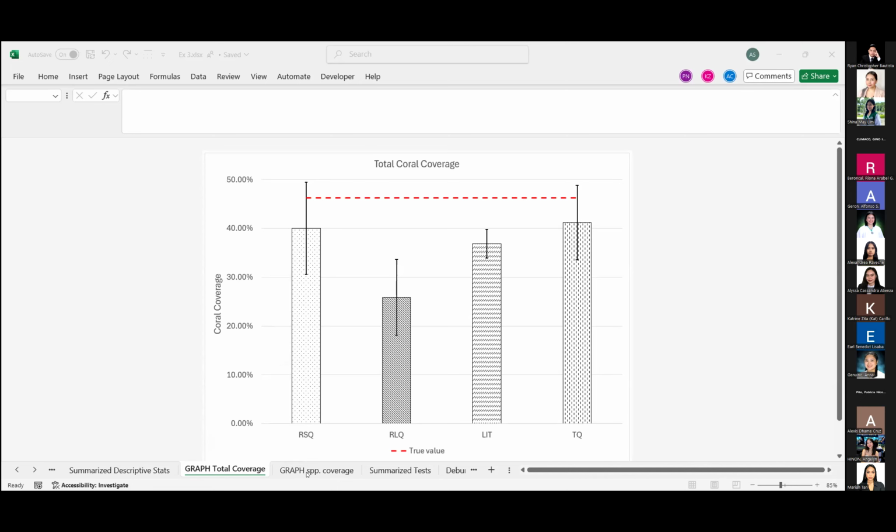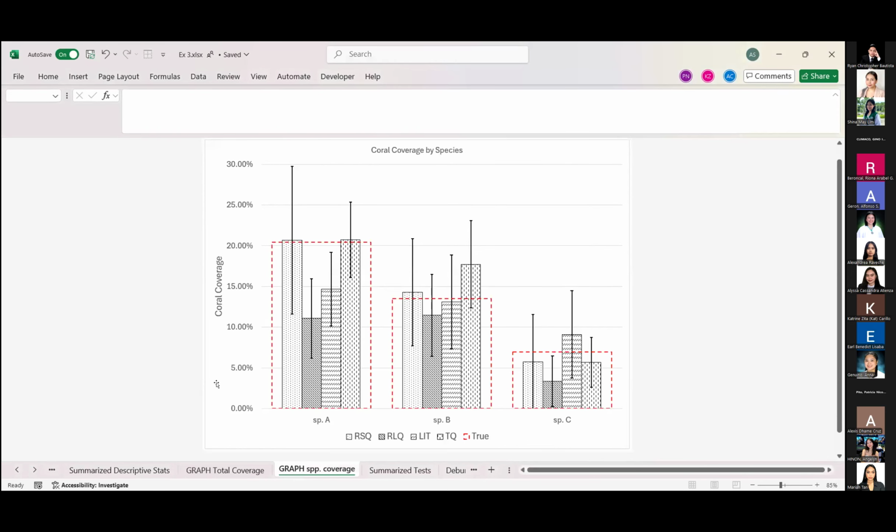This is total. Okay. Then per species, please. I'm assuming yung red dotted line yung true value. Okay. Yes. Confidence interval. And you used confidence interval. Okay, thank you for that. Okay, sige, you can now stop sharing.